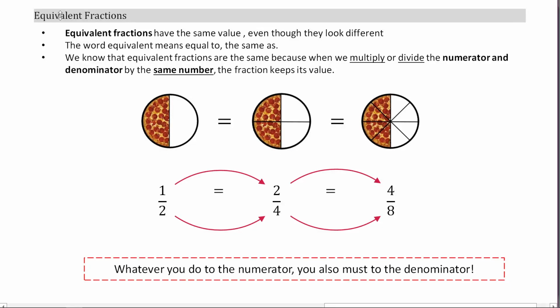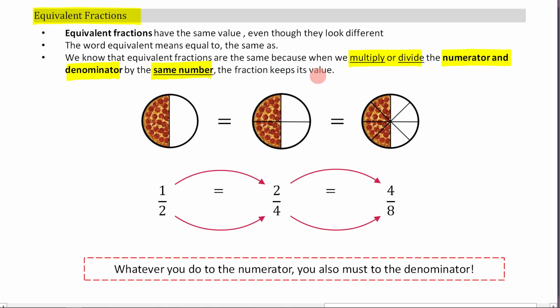We're now going to talk about equivalent fractions. So equivalent fractions have the same value even though they look different. The word equivalent means equal to or the same as. We know that equivalent fractions are the same because when we multiply or divide the numerator and denominator by the same number, the fraction keeps its value.